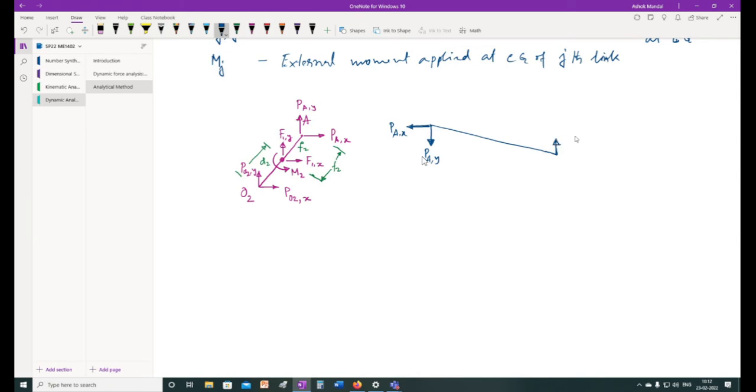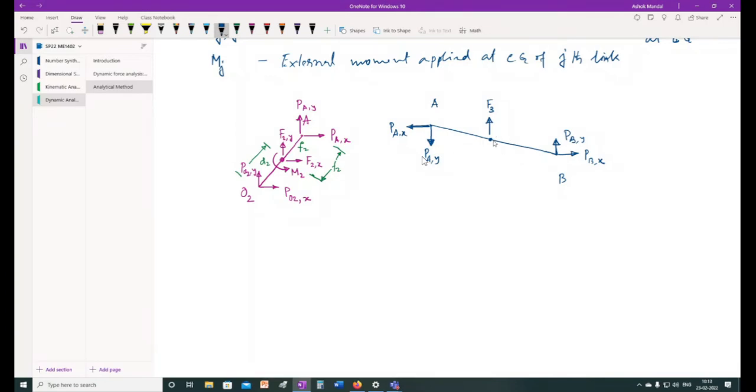Here you have joint force. This point we have named A and this point is B. So the joint forces here are PBY and PBX. All right. And at the center of mass, the externally applied force is F. This is link 3. I'm sorry, I have used this wrongly, they are not for link 2, so we must write F3Y, F3X.